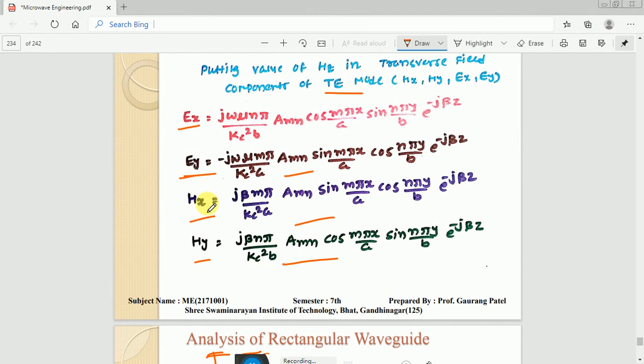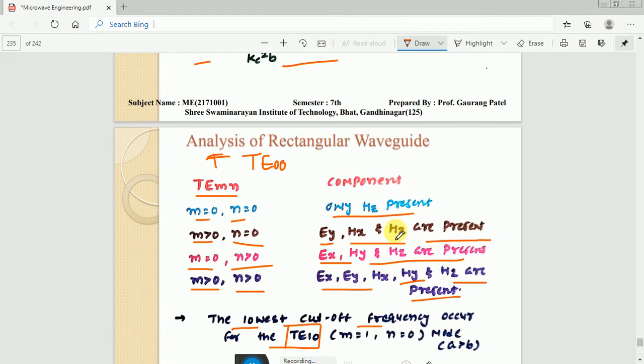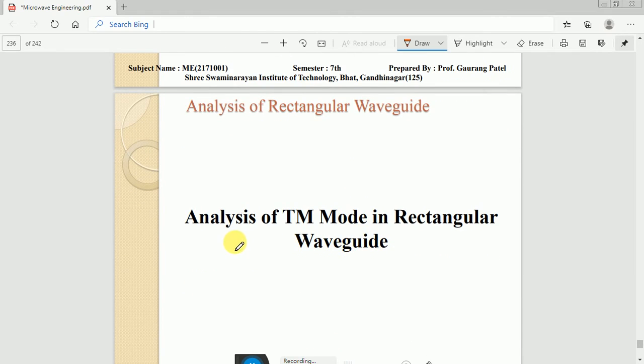So these are the expressions or field components for TE mode in the rectangular waveguide. And depending on the value of m and n, we have different modes and different field components which are present in the rectangular waveguide for the specific mode. Now, after analyzing the TE mode in rectangular waveguide, we will do the analysis of TM mode in the rectangular waveguide in a similar way.